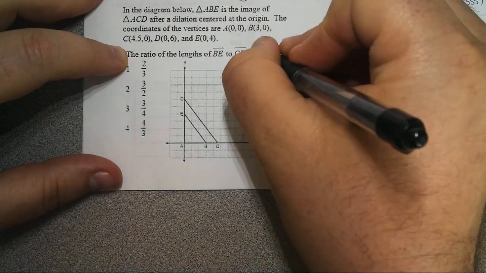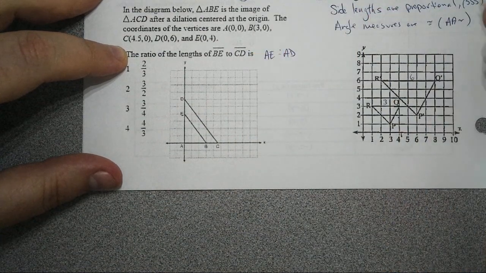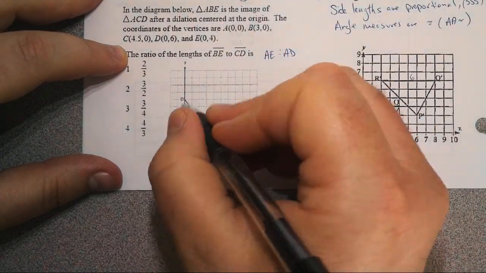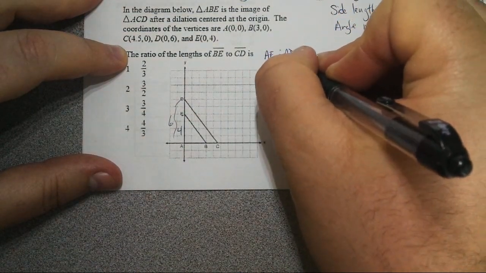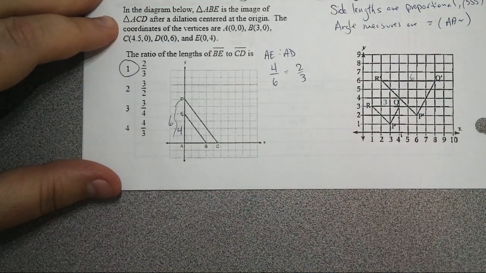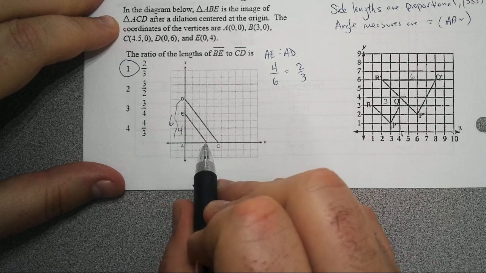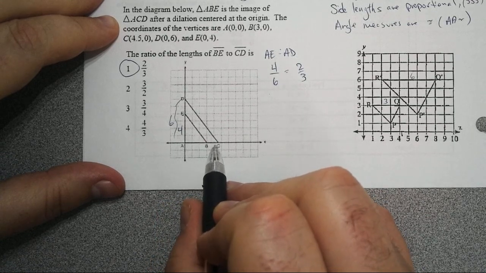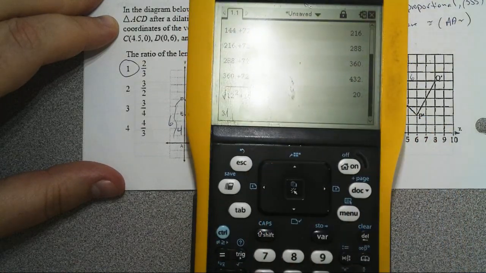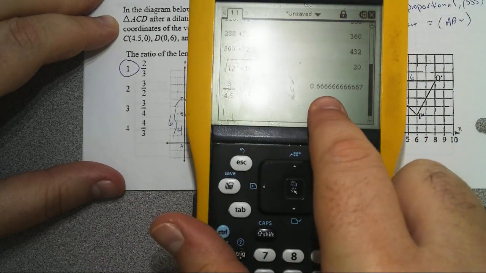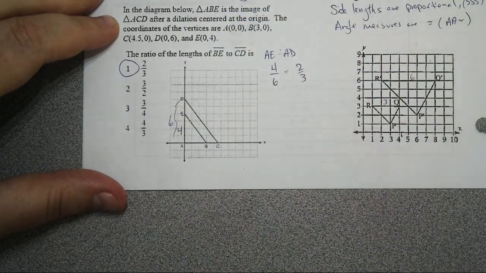So let's just do what's the ratio of AE to AD, and that ratio is going to be the same thing. And here you can count 1, 2, 3, 4, and this is 6. So if we just do 4 over 6, that's going to be 2/3, and that's going to be my answer. Okay? Here you can count the same thing, right? 1, 2, 3. This is actually 4.5. And so you can see that if you do 3 over 4.5, it actually is the same thing, 2/3. Okay? And that's it.